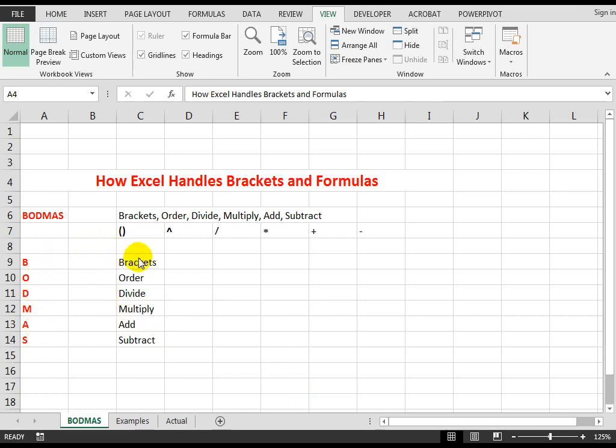First of all, it looks for any brackets and handles what is inside the brackets. Then it looks for any numbers, the order, which have been raised to a power. Then it looks for any divisions, then any multiplications, and finally it looks for any additions or subtractions. So the easy way to remember that order is by BODMAS. Let's see how it works.